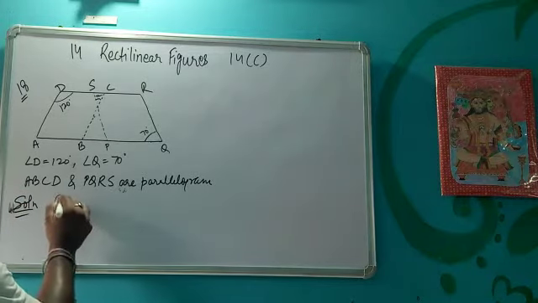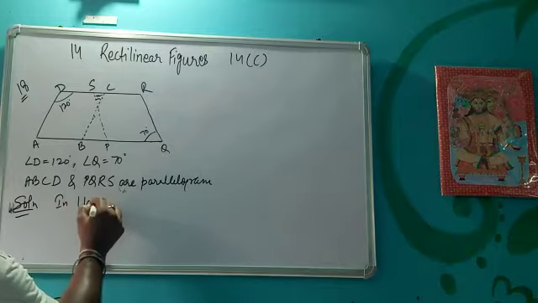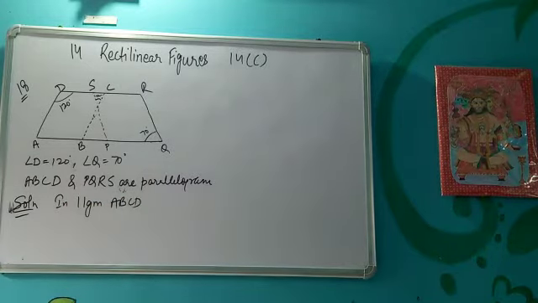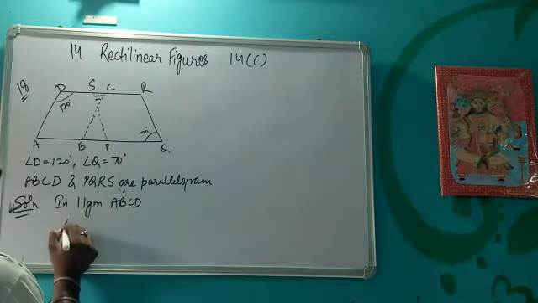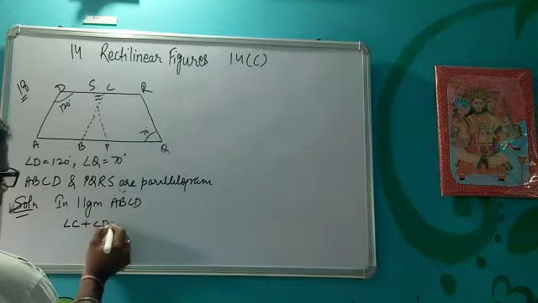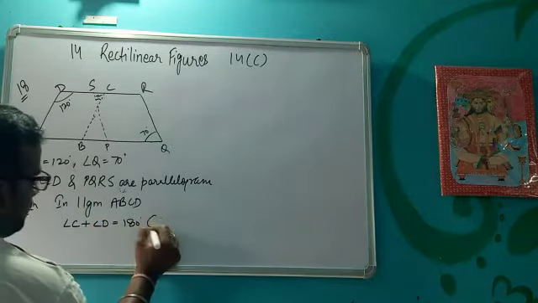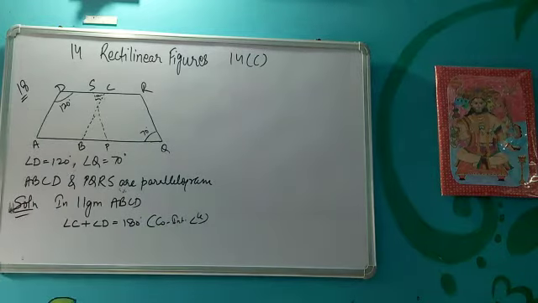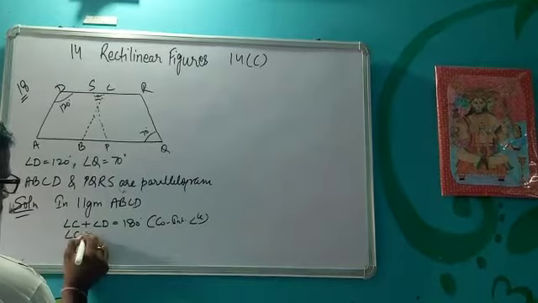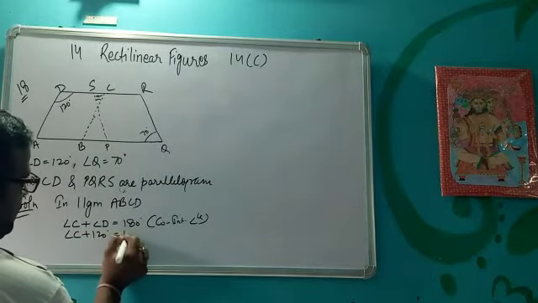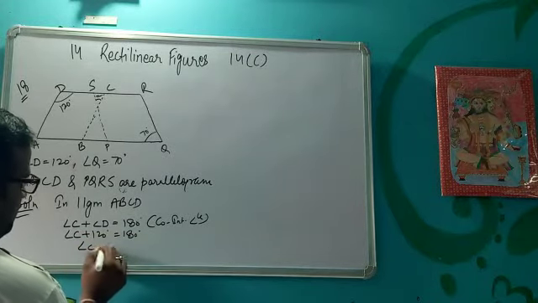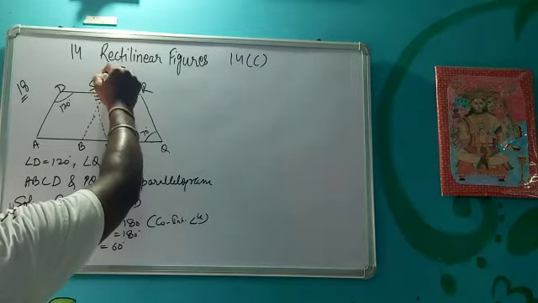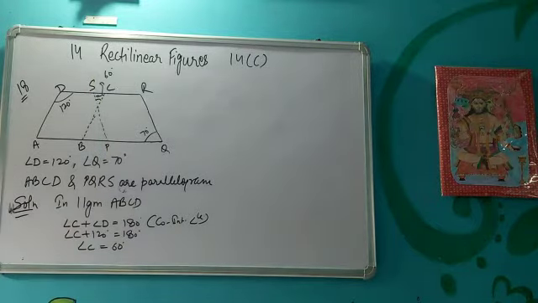So first we take parallelogram ABCD. This is 120. So angle C plus angle D will be 180 degrees, a pair of co-interior angles. So D is given, C plus 120 equals 180. That means angle C is equal to 60 degrees. So we found out this value. This is now 60 degrees.